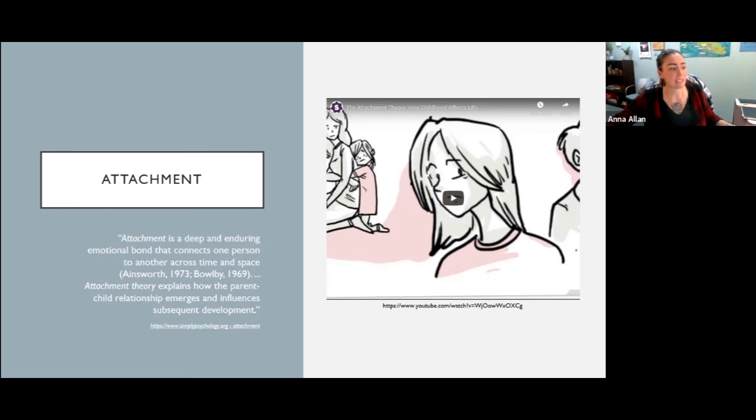So attachment is that deep and enduring emotional bond that connects one person to another across time and space. Looking at attachment theory, which we're going to be getting into, it explains how the parent-child relationship emerges and influences subsequent development.